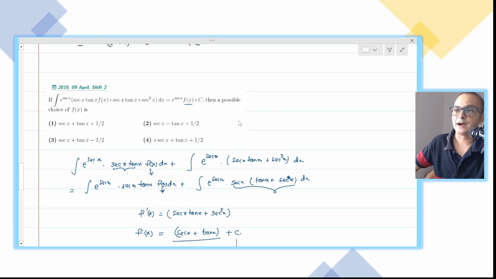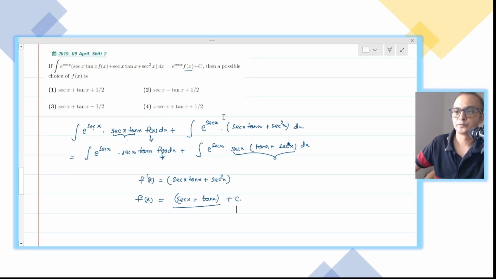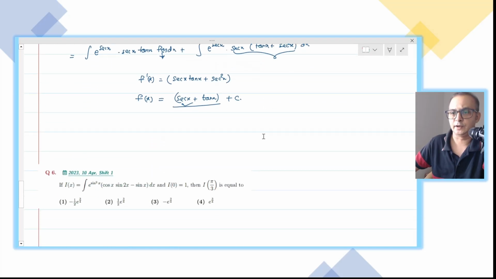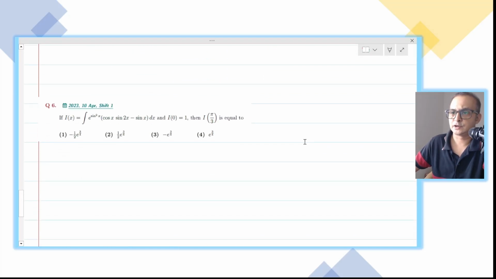And they're asking then which is the possible choice. So I can say sec x plus tan x plus half, or minus half we can also take. So might be there is an option incorrect, because maybe I have typed it wrong. So only one option should be there in this data structure, sec x plus tan x, so you can get that. Alright, again there is another question like this.